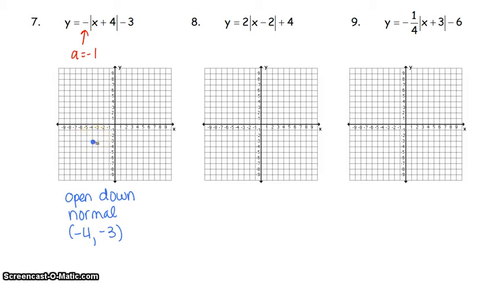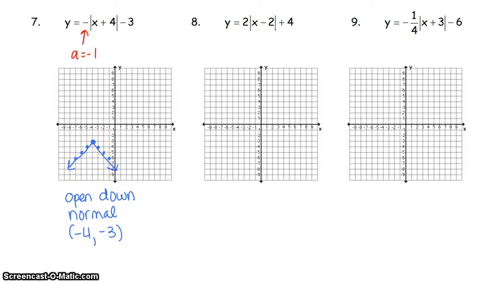There's our starting point. Our a value is negative 1, meaning it's going to open down. I still have a slope of 1 though, so I'm going to go right 1, down 1, so that I can create that graph opening in the downward direction, but still having a slope of 1.